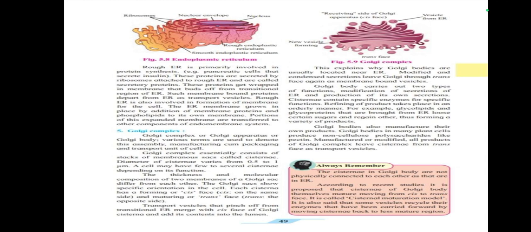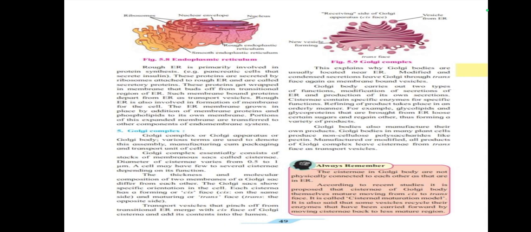These proteins are synthesized by the ribosomes attached to the rough endoplasmic reticulum and are called secretory proteins. These proteins get wrapped in membrane that buds off from the transitional region of the ER. Such membrane-bound proteins depart from the ER as transport vesicles. Rough endoplasmic reticulum is also involved in formation of membrane for the cell. The ER membrane grows in place by addition of membrane proteins and phospholipids to its own membrane. Portions of this expanded membrane are transferred to other components of the endomembrane system.